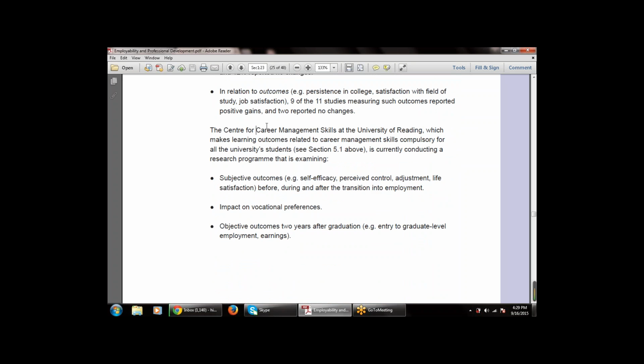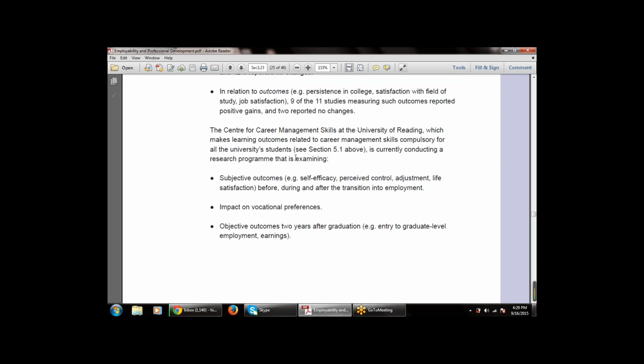And there is a centre at the University of Reading which makes learning outcomes related to career management skills compulsory for all university education. So it is compulsory for all university students.